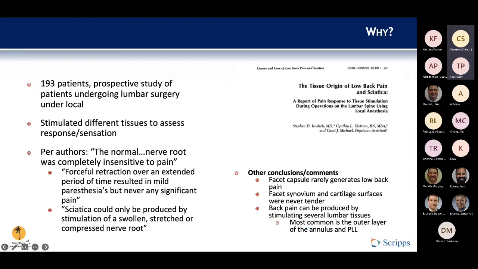Other facts they pointed out in the course of the studies: facet capsules rarely generate low back pain is what they noted. Synovium and cartilage surfaces were never tender, and back pain can be produced by stimulating several lumbar tissues. Most common is the outer layer of the annulus and then the PLL.